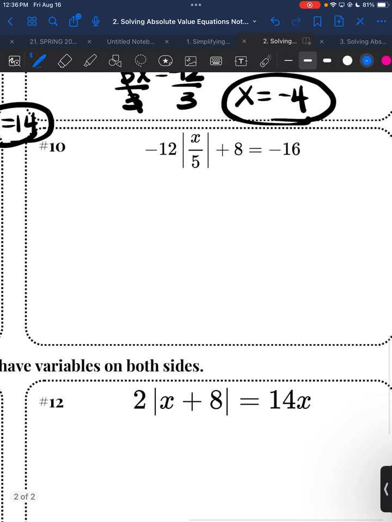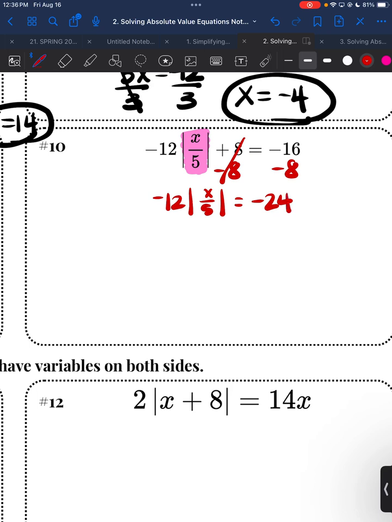Okay, finally the last one. So this is still like number 9. I know it doesn't look like it, but there's two numbers, the 12 and the 8, that we have to get rid of. And once again, always do addition subtraction first. So the plus 8 is going to go first. So minus 8. And then that 12 is multiplying right now, so we're going to divide it. That gives me a 2.